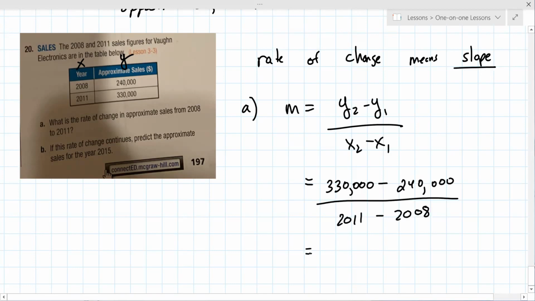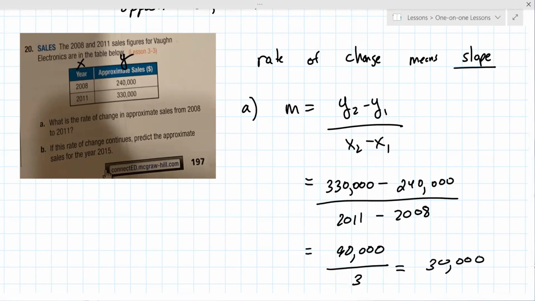The numbers look large, but they do work out reasonably nicely here. 330,000 minus 240,000 is 90,000. And then there's a 3-year gap between them. So this becomes $30,000. That means every year it's going up by 30,000. Is that reasonable? Yeah, of course.